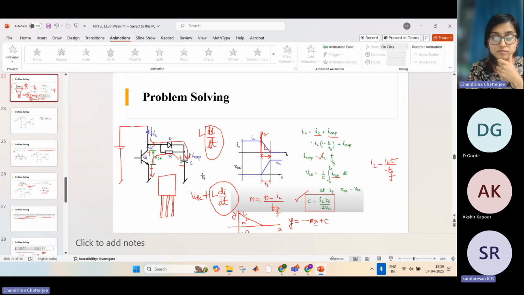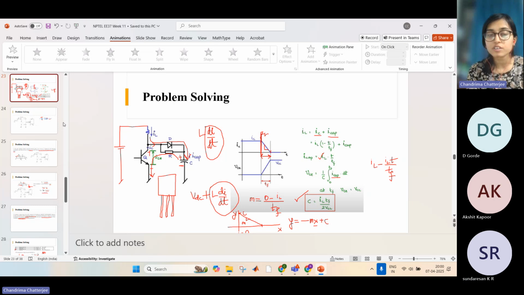Is there any damage to the MOSFET? There will be damage in the MOSFET if the current is higher than it can withstand. The MOSFET has a certain current rating, a certain voltage rating. If you see the data sheet of a MOSFET, there will be some continuous current rating, some pulsed current rating. If that current exceeds that value, then the MOSFET will be damaged.